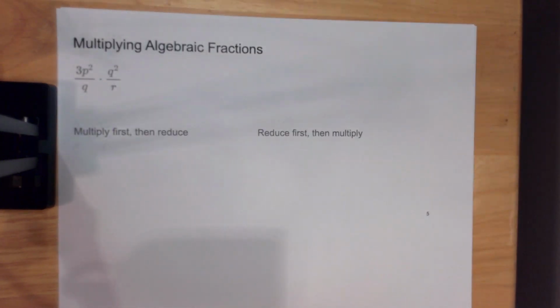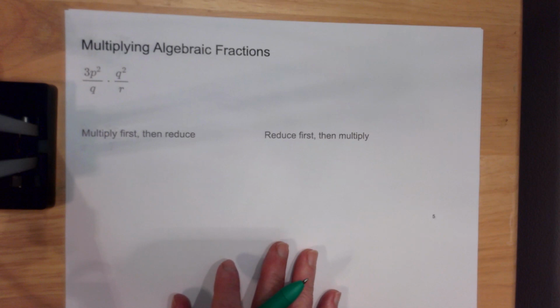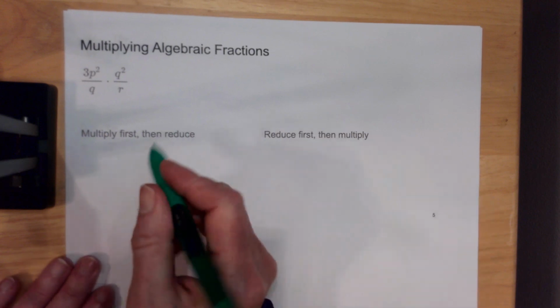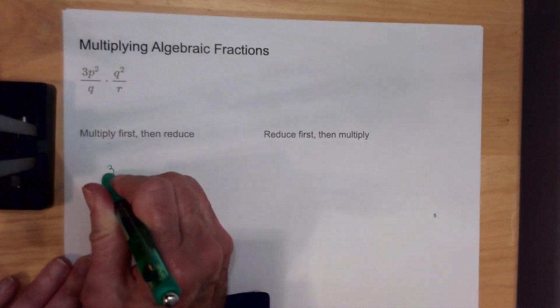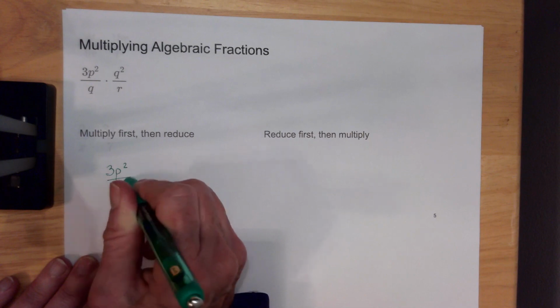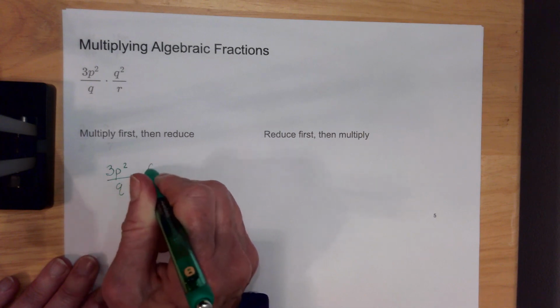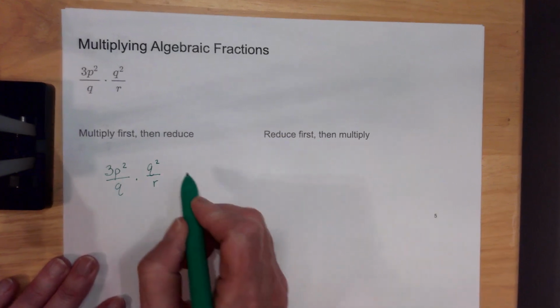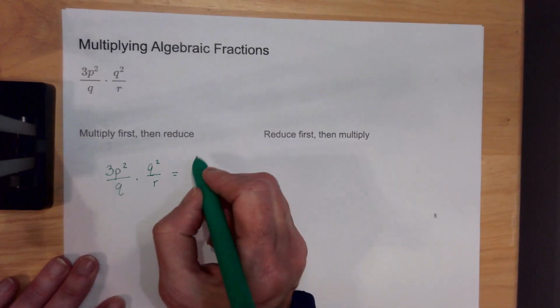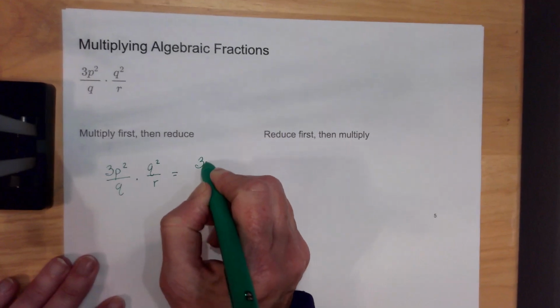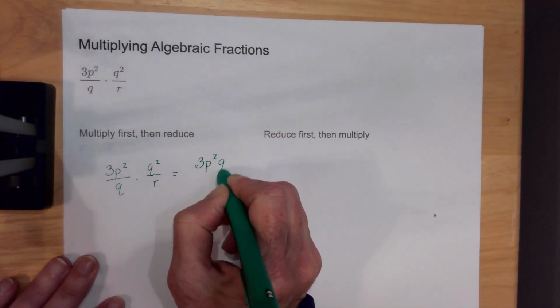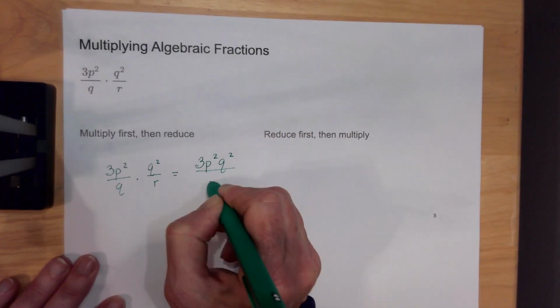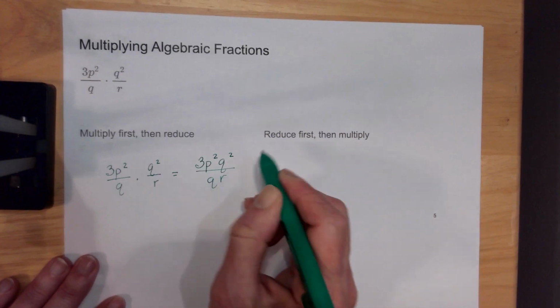You also are going to have some algebraic ones. It is pre-algebra, so there's going to be some variables in them. So again, you can multiply first and then reduce. So we'll do it that way. Or you can reduce first and then multiply. So let's multiply first. So on the top, I have 3p squared q cubed over q times r.